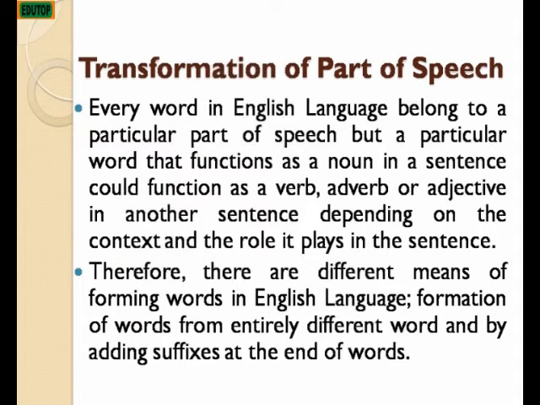So every word in the English language belongs to a particular part of speech, but a particular word that functions as a noun in a sentence could function as a verb, adverb, or adjective in another sentence, depending on the context and the role it plays in the sentence. Therefore, there are different means of forming words in the English language, and that is what we'll be considering. In forming words in English, you either add suffixes or prefixes. When you add these prefixes and suffixes, you are changing the word class from one part of speech to another.